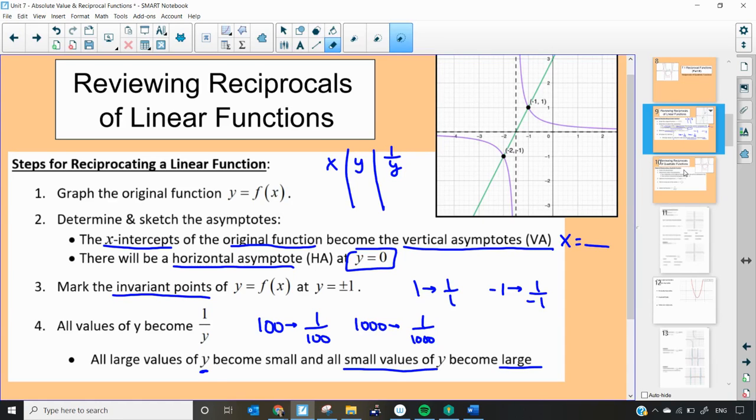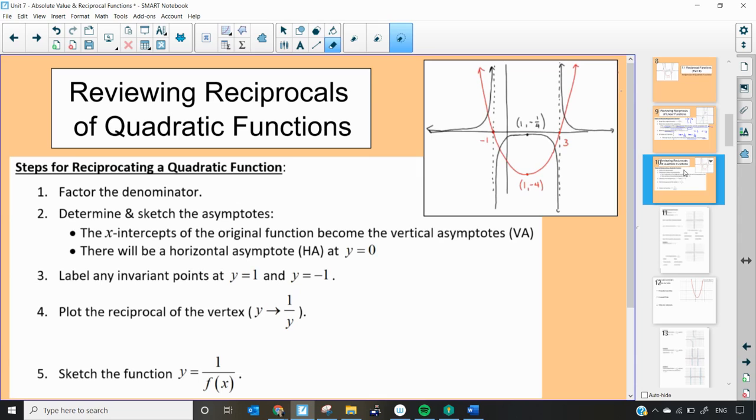Now let's take a look at today's lesson. In today's lesson, we're going to be taking the reciprocal of quadratic functions. Now, a lot of the steps are very similar. We're still going to have to graph our original function. We're still going to be finding x-intercepts. But with a quadratic function, we can have more than one x-intercept. In fact, we could have no x-intercepts.